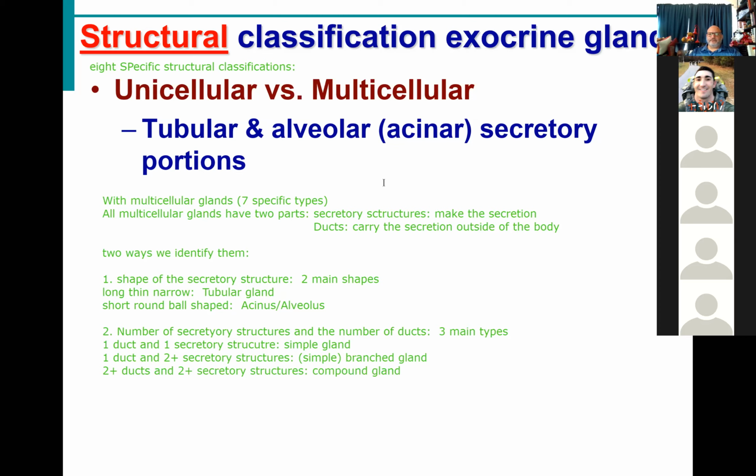All right? Quick question. Yep. Do we have two ducts with one secretory? Nope. No, okay. No, you would not have that. So these are your only three possibilities. Okay? So the good news is there really aren't too many curveballs on this one. So this one's going to be pretty straightforward.